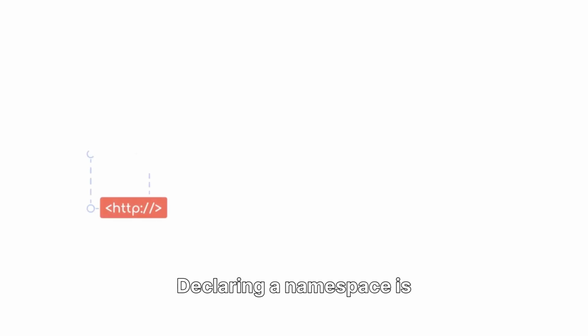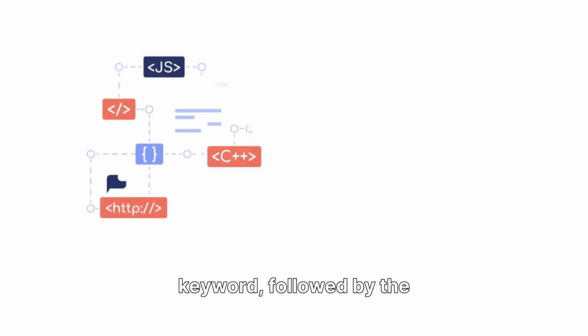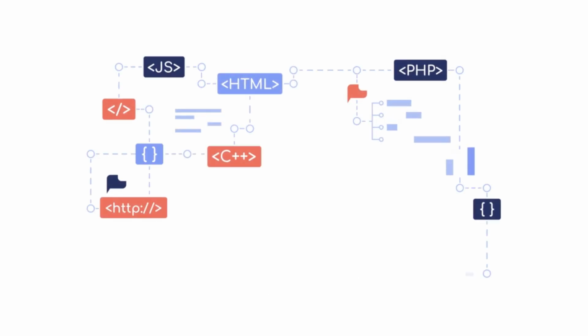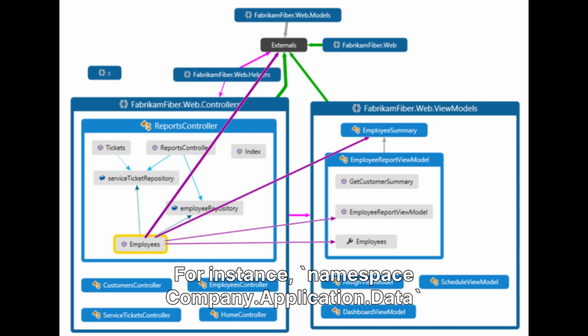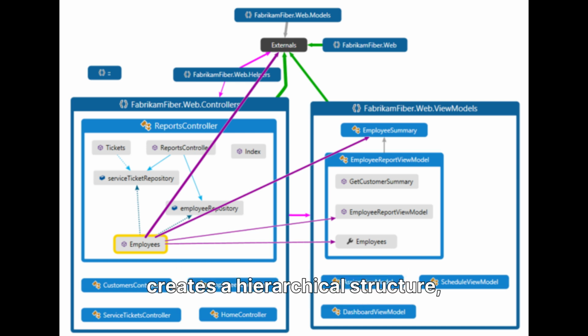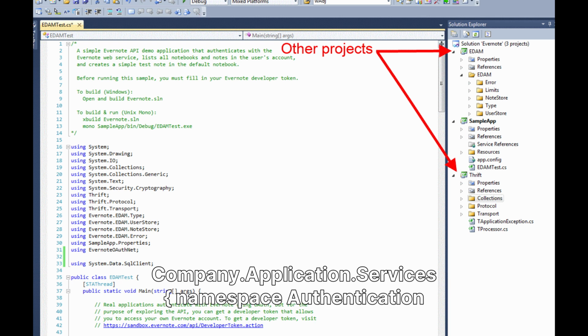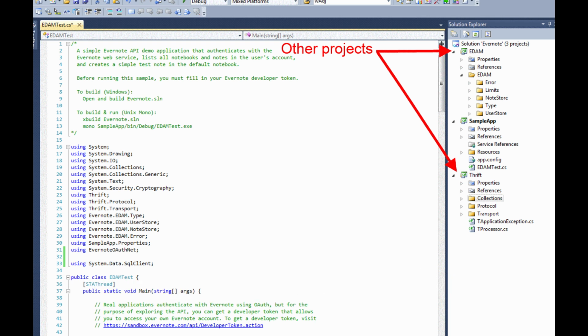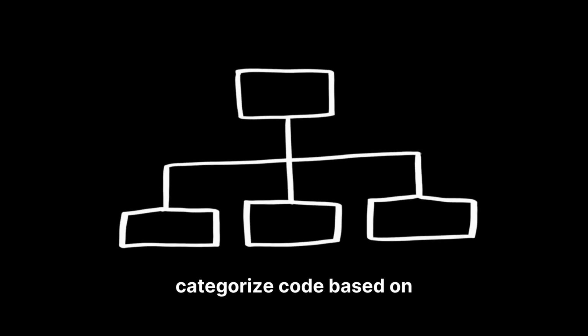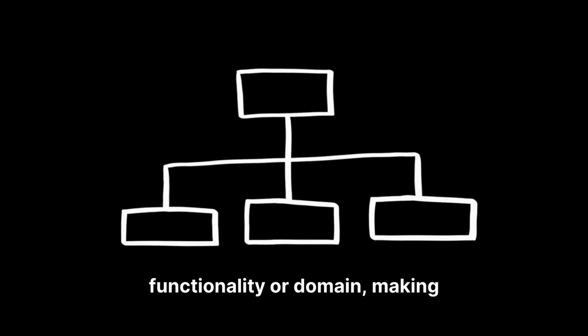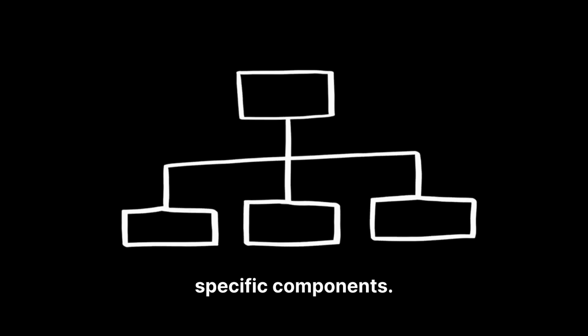Declaring a namespace is straightforward using the namespace keyword, followed by the desired name. For instance, namespace Company.Application.Data creates a hierarchical structure, much like folders on your computer. You can nest namespaces to create more granular organization, such as namespace Company.Application.Services, namespace Authentication. This hierarchical approach helps categorize code based on functionality or domain, making it easier to locate specific components.